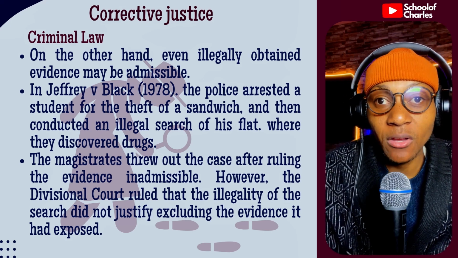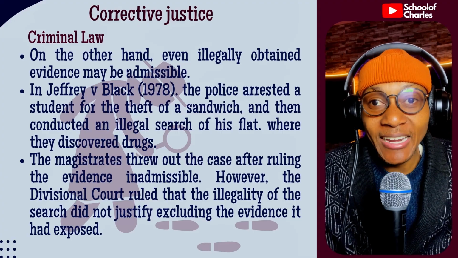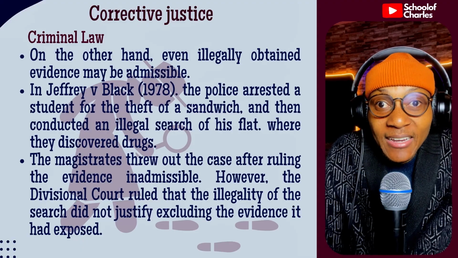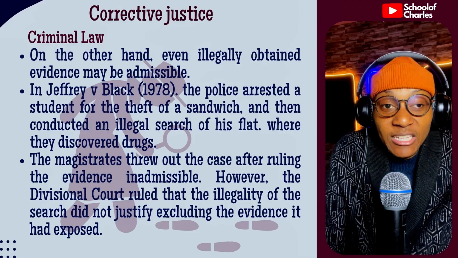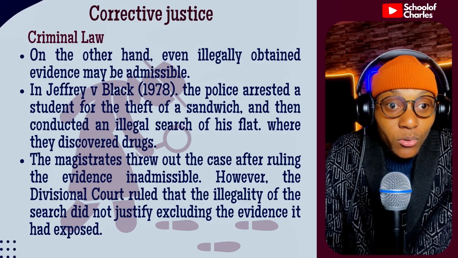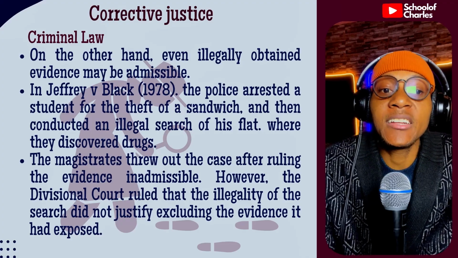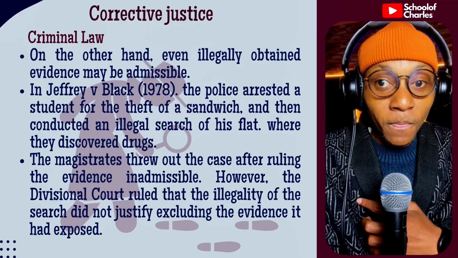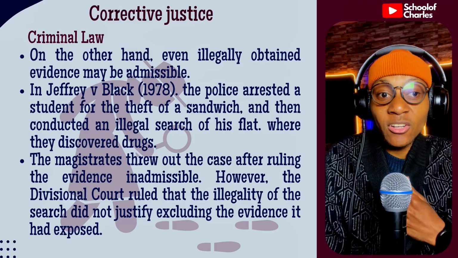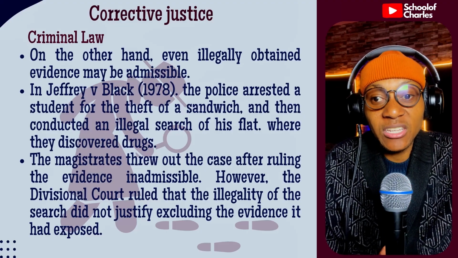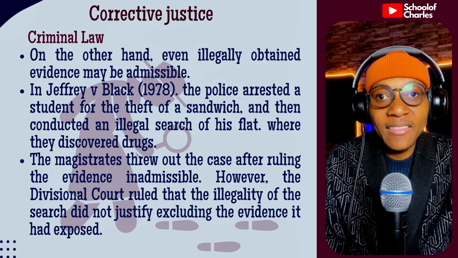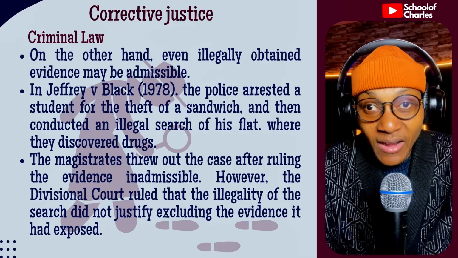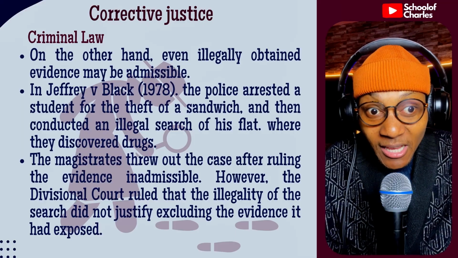So for example, in the case of Jeffrey versus Black, the police arrested a student for the theft of a sandwich, right? And then they went on to conduct an illegal search, right? Because the police cannot just barge into someone's house and say, we want to search your house. They need to have a search warrant from the judge, from the court, that allows them to do that. So they did not have a search warrant, but they just barged into this student's apartment, and they conducted an illegal search. And whilst they were conducting this search in his flat, they discovered drugs, but the search was illegal.